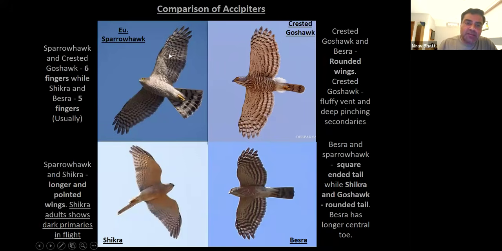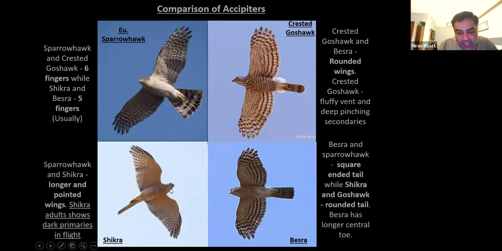Dark eye mask. Now we'll see 5 fingers here, 5 outer primaries. We have 2 options, Shikra and Besra. What do we see here is Shikra shows dark primaries in flight. These outer primaries are dark in the adult birds.